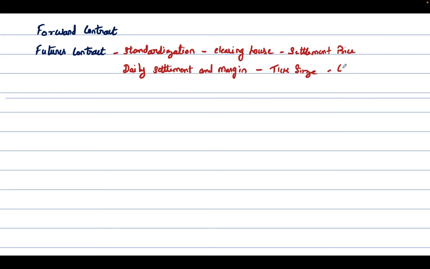Cash settlement. Most of the futures contracts are settled in cash, by having the short or long party make a cash payment on the difference between the futures price at which the contract was entered and the cash price at the expiration date. This is done because it is inconvenient or impossible to deliver the underlying asset sometimes.